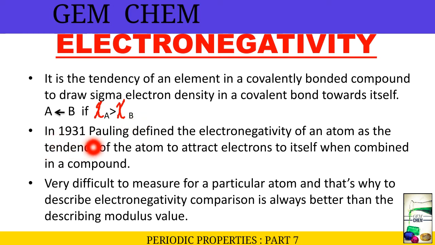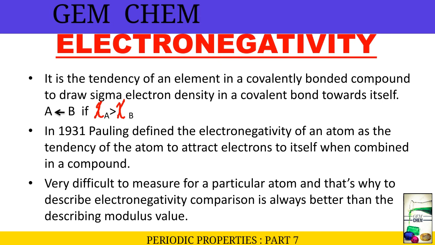In 1931, Pauling defined the electronegativity of an atom as the tendency of the atom to attract electrons to itself when combined in a compound. Generally, small atoms attract electrons more strongly than large ones, and hence small atoms are more electronegative. Atoms with a nearly filled shell of electrons tend to have higher electronegativities than those with sparsely occupied ones, because as they gain electrons, they become fulfilled and stable, so they are more electronegative.